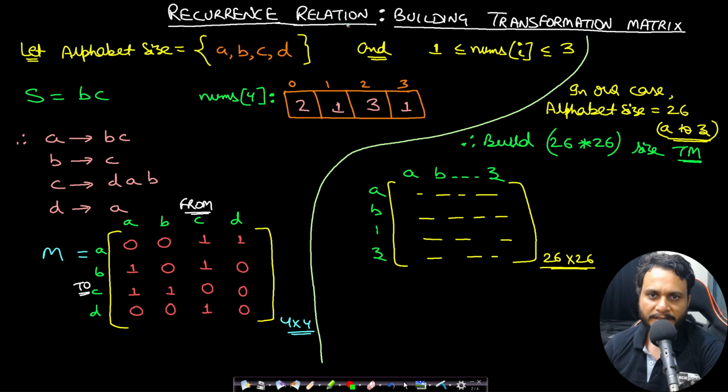Now in this case, we will understand the recurrence relation and try to build the transformation matrix. This was explained in a lot of detail in the matrix exponentiation video. So I hope you have seen that video as well.